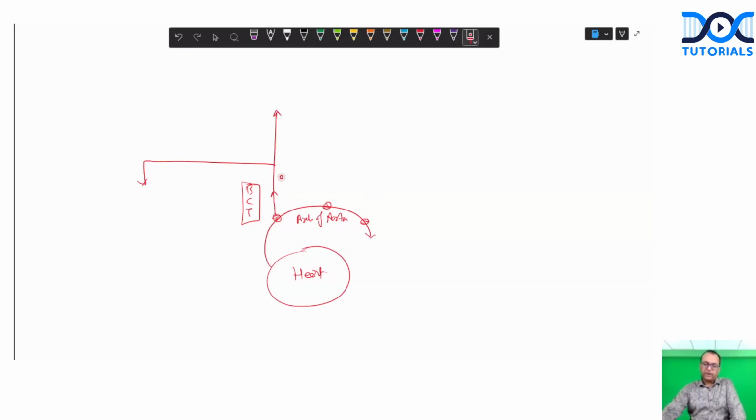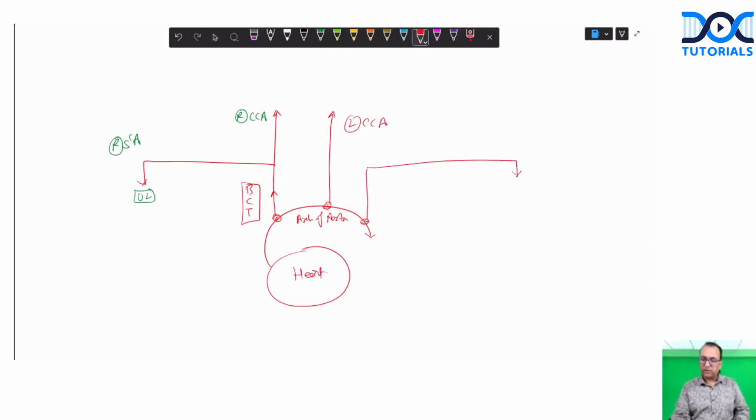First branch is called brachiocephalic trunk because it supplies brachium and cephalic region. The artery which is given to the upper limb is called right-sided subclavian artery. And the artery which is given to the head neck is right-sided common carotid artery, whereas left-sided common carotid artery comes directly from the arch of aorta, and so is the left subclavian artery to the upper limb.